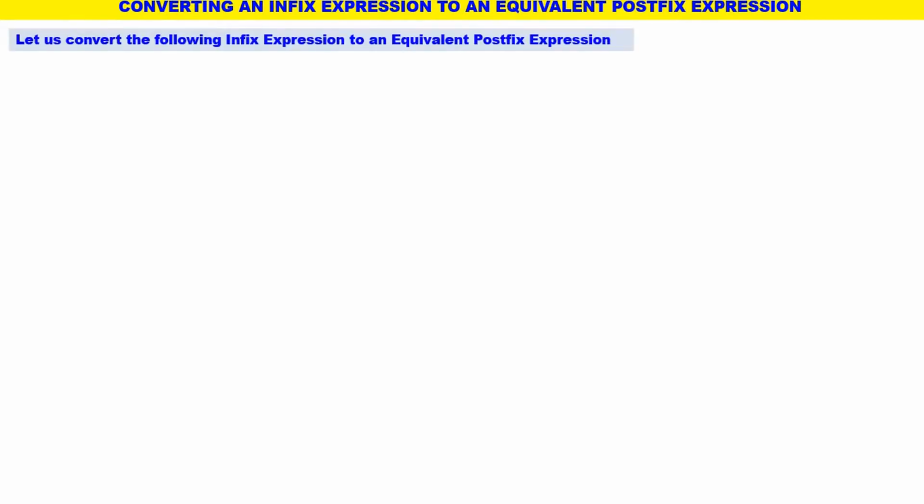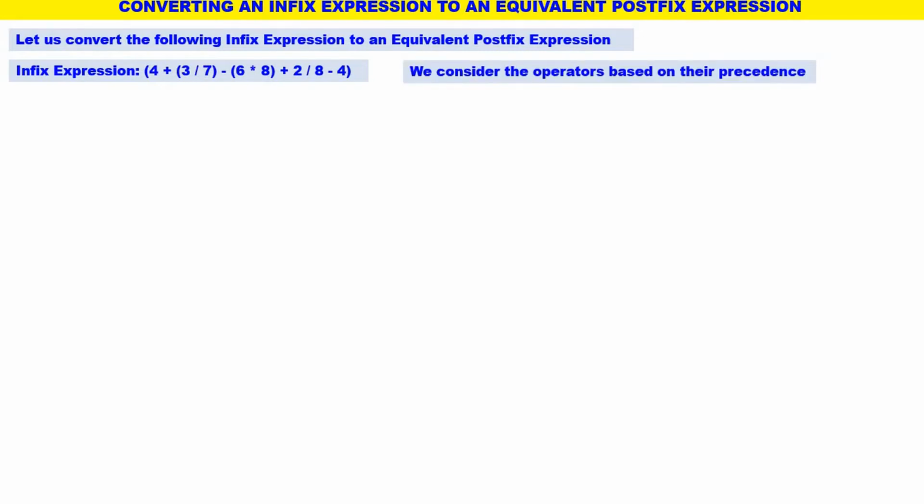My dear students, in this video we will discuss how to convert an infix expression to an equivalent postfix expression. Let us convert the following infix expression to an equivalent postfix expression. Let us consider the infix expression. So this is the infix expression that we are considering. Now we consider the operators based on their precedence.